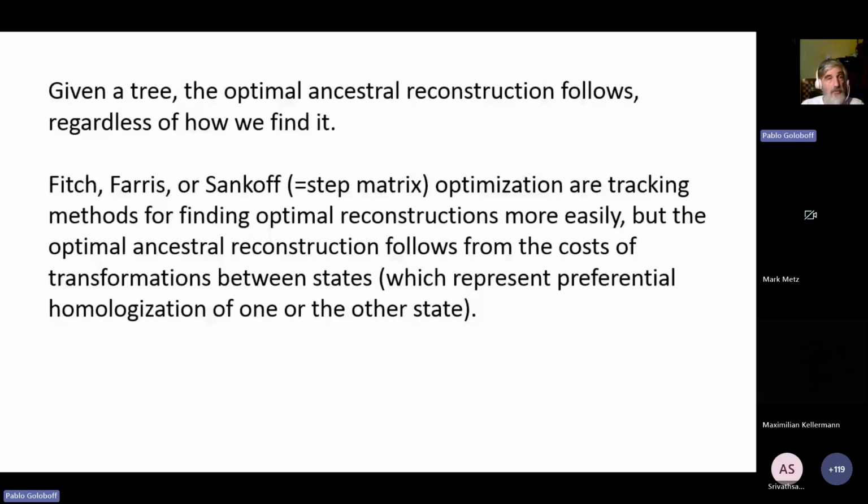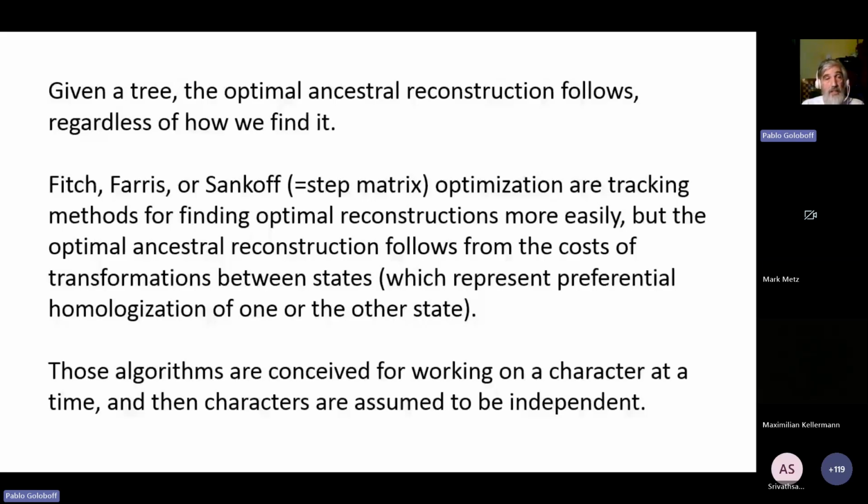Those algorithms, Fitch, Farris, or step matrix algorithms, are conceived for working on one character at a time, and then characters are assumed to be independent. You simply sum up the scores for all the characters and you have the overall evaluation of the tree.